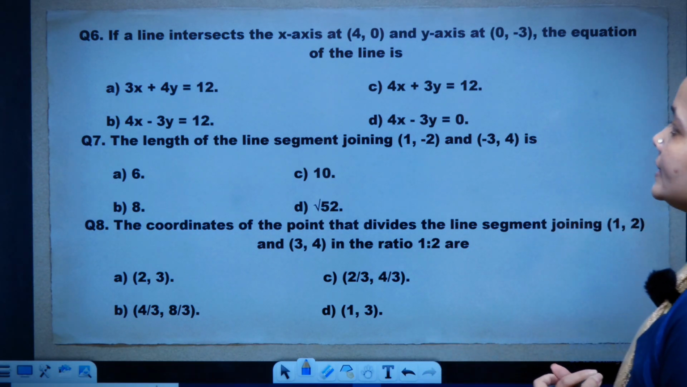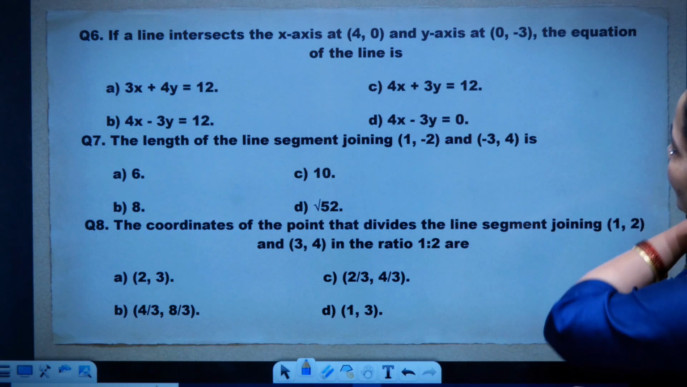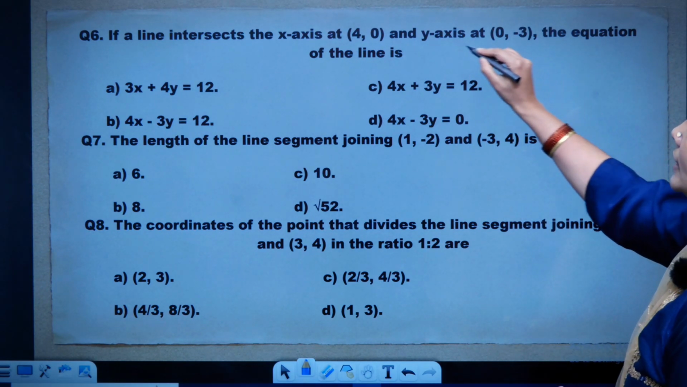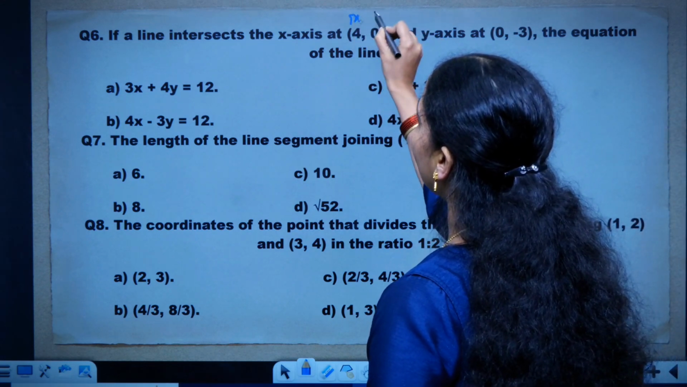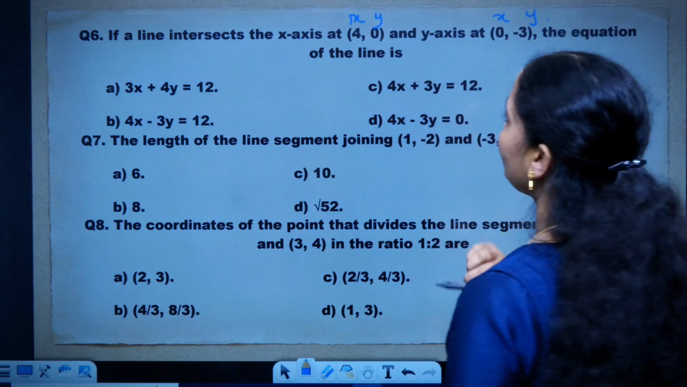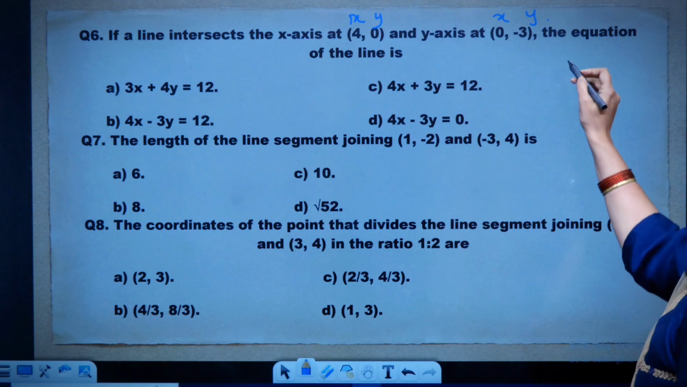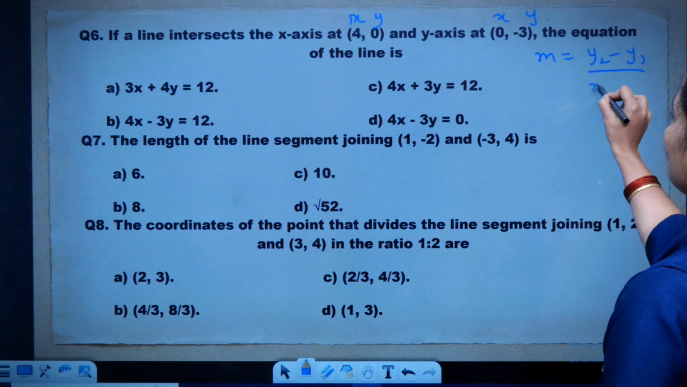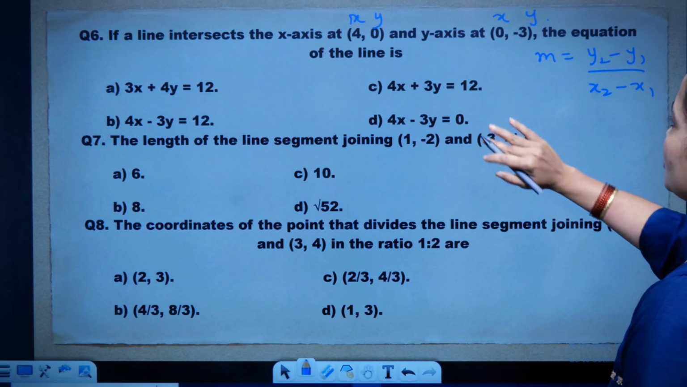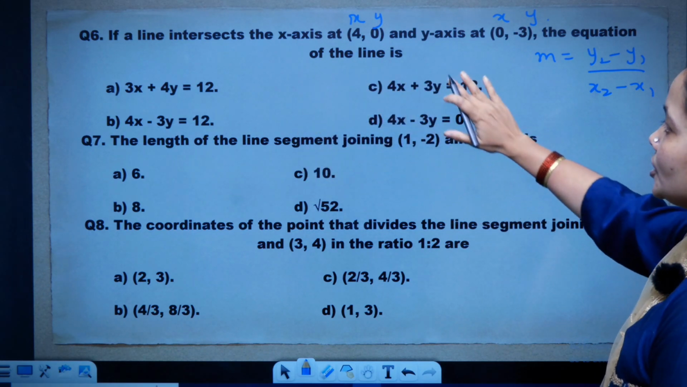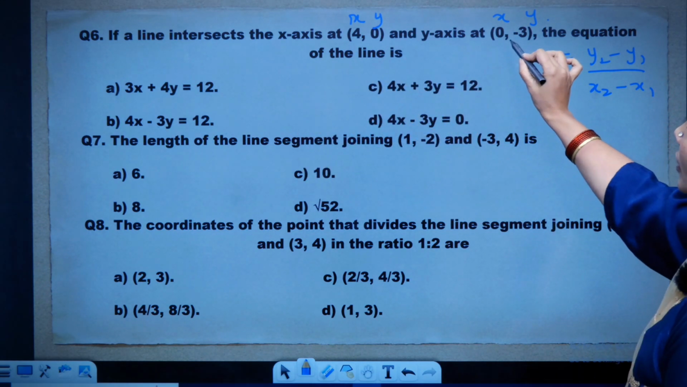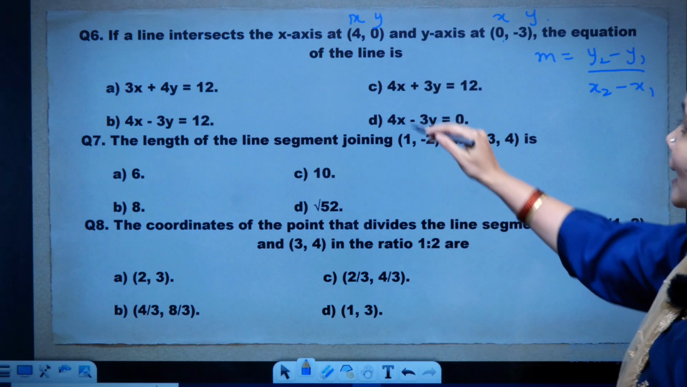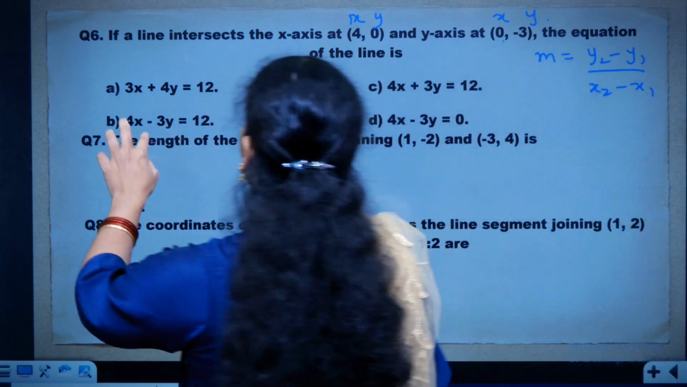If a line intersects the x-axis at (4, 0) and y-axis at (0, -3), the equation of the line will be... See, whenever this is my x-axis, x, y, this is my x, y. I told you just now that the slope of the equation will always be m is equal to (y2 minus y1) by (x2 minus x1). So in this also, just look at the given options here. Whenever options are given, the x and y coordinates are 0 in one of the each particular point. So match this x with the given options.